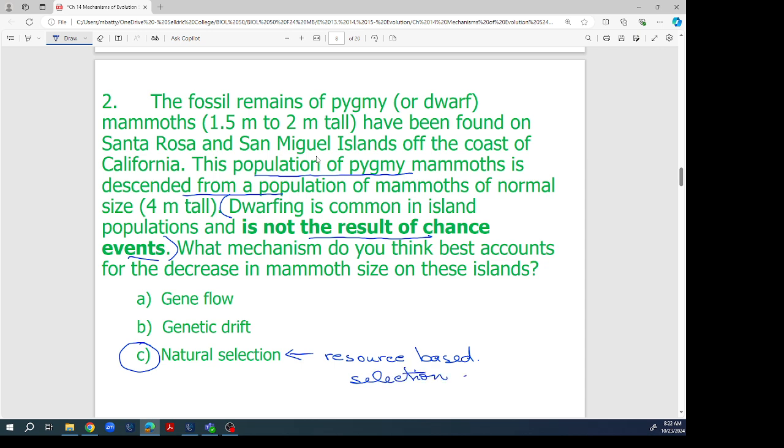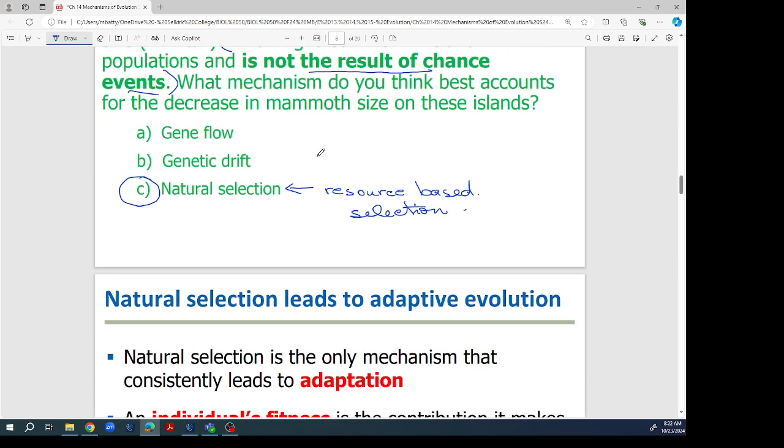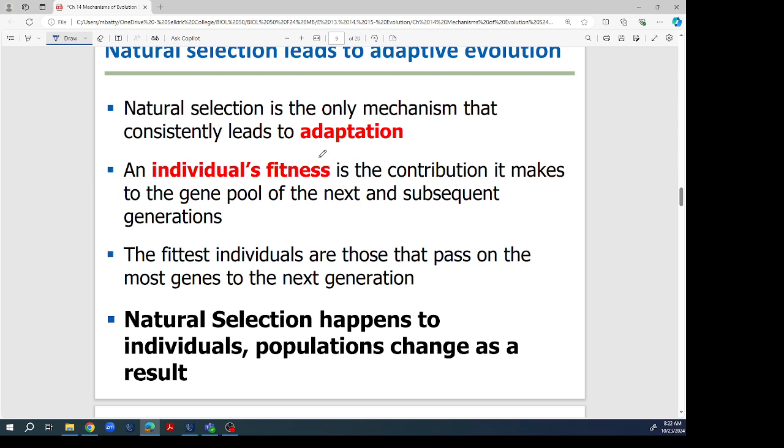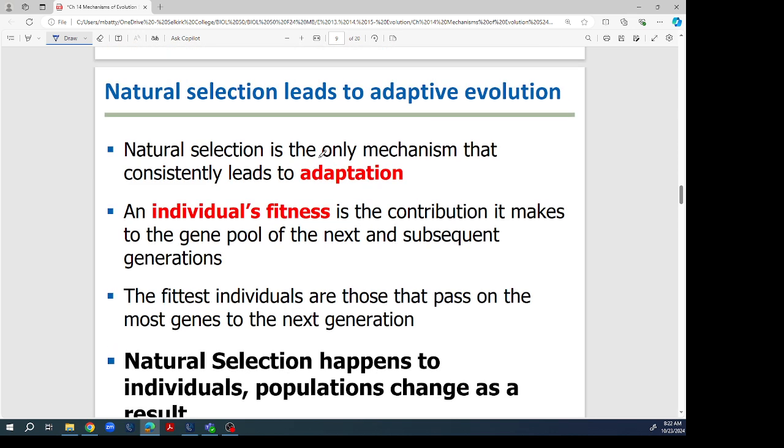If you were of a smaller body size, you might not need as much nutrients to survive to reproductive age, and then you're going to pass those genes on to the next generation, or the next generation will be made up of those genes that coded for a smaller size. Natural selection, just going back to that one, it really is the key idea here that often does lead to adaptive evolution. So these are not chance events. This is really how an individual interacts with its environment. It's really the only mechanism that consistently leads to adaptation.